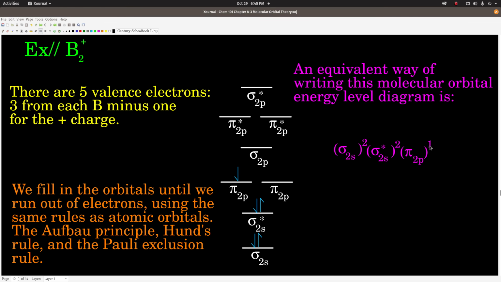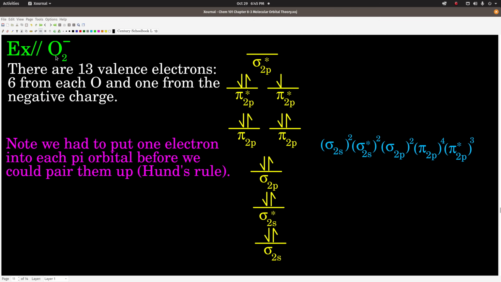And pi 2p1, there's 1 electron in this. So the superscripts say how many electrons are in those orbitals, and this just tells you which orbitals we're talking about. And energy goes from left to right, just like it goes from bottom to top in this way of writing it. So for O2 minus, the molecular oxygen anion, we have 13 valence electrons. 6 from each oxygen times 2 is 12, plus 1 for the negative charge is 13.